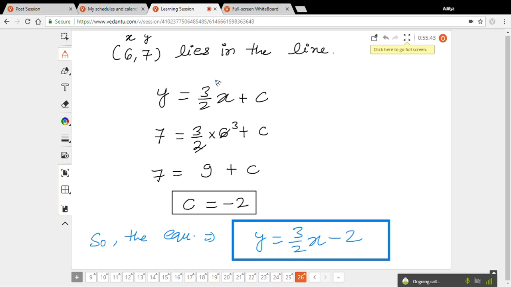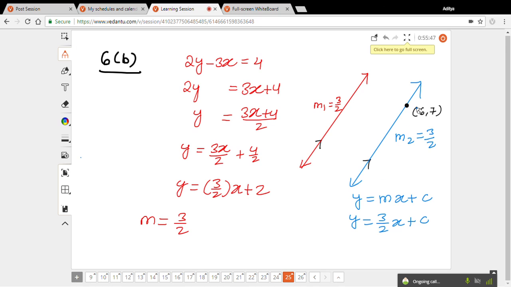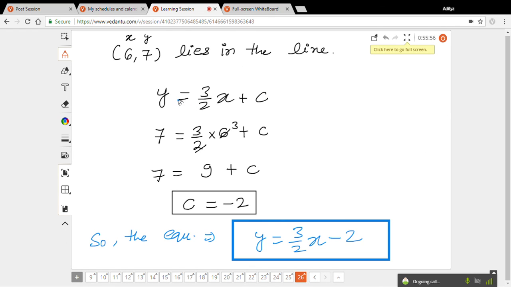Because you already knew that this point lies on the line somewhere, so it will satisfy the equation. So at the place of x and y, you are allowed to replace 6 and 7. Once you replace it, x and y have become substituted. Now only c is unknown, which you can get very easily. Once you substitute it, you get the final answer.